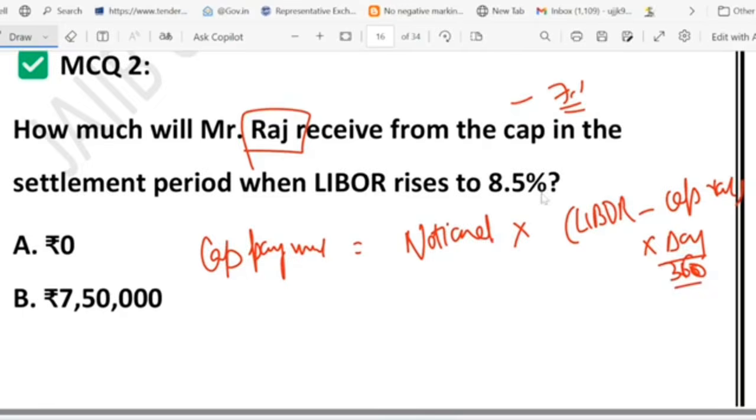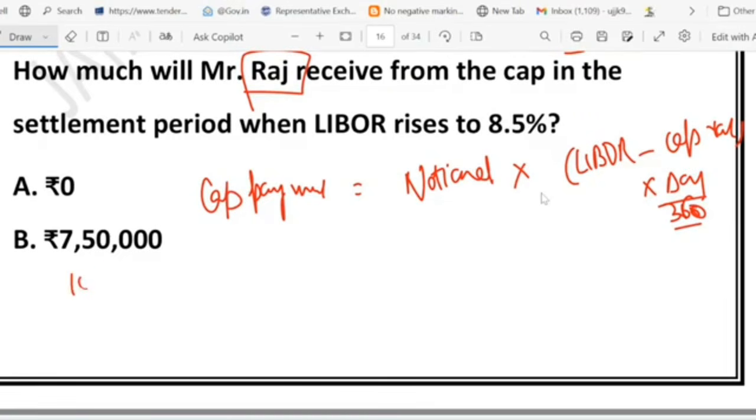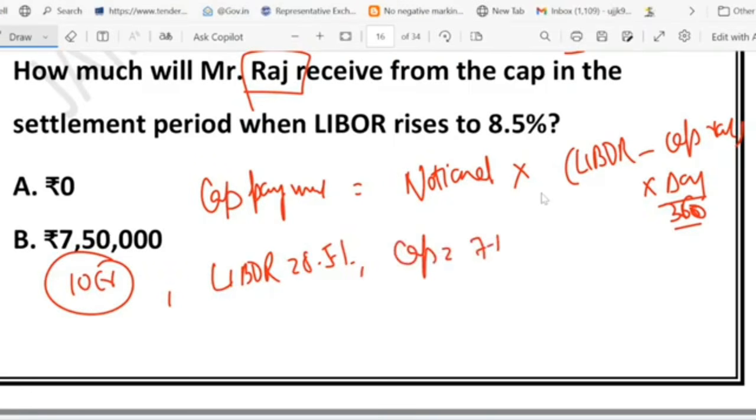Now let's plug in the values. What is the notional value? 10 crore is the notional value. What is the LIBOR rate? LIBOR has risen to 8.5%. What is the cap rate? The cap rate is 7%. So this is 0.085, and this is 0.07.